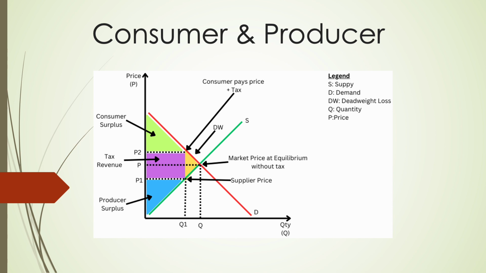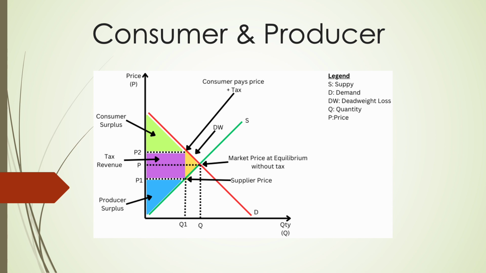The impact on the producer surplus. For producers, the price they receive for the goods increases due to the tax. This leads to an increase in producer surplus as producers now receive a higher price for the goods. However, not all of the tax burden is borne by producers. Some is passed on to consumers.